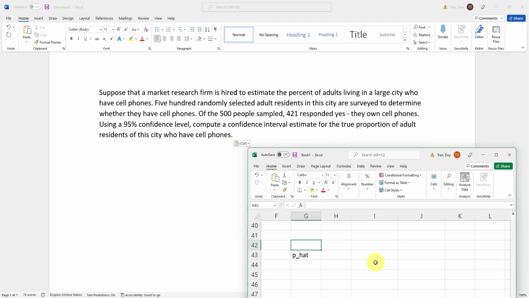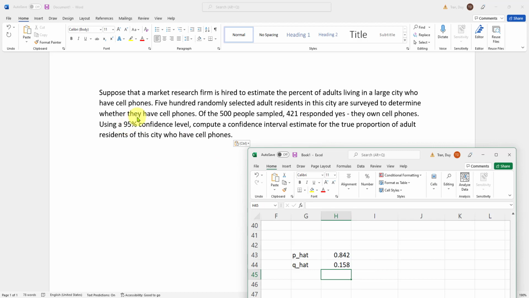So to find the p hat value, I press equal, right? I'm looking for the ratio 421 divided by 500, and that is my p hat value. And then I also need to find the q hat, which is the complement of p hat, so it's equal to 1 minus p hat.